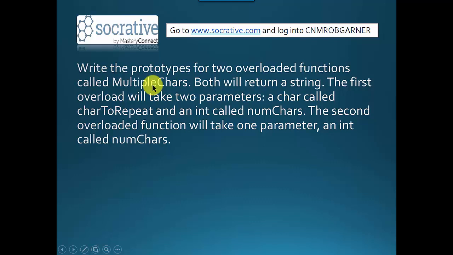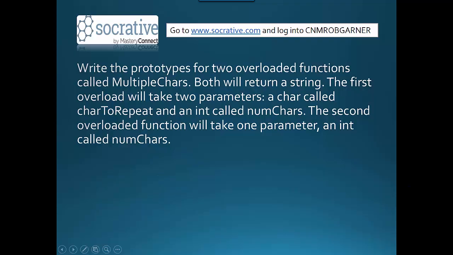So let's write up our own overloaded functions, and let's write the prototypes for two overloaded functions called multiple chars. Both will return a string. The first overload will take two parameters, a char called char2repeat and an int called numchars. And the second overloaded function will take one parameter, an int called numchars. So you're going to write two functions, and they're going to have the same names but different parameter lists. So pause, try to write that down on a sheet of paper or something, and then hit continue.